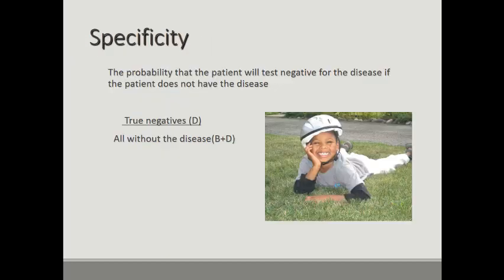Specificity balances with sensitivity. When one goes up, the other tends to go down. Specificity is the probability that the patient will test negative for the disease if the patient does not have the disease. Specificity is determined by taking all of your true negatives, which is box D, over all of those that don't have the disease, which is box B plus D.